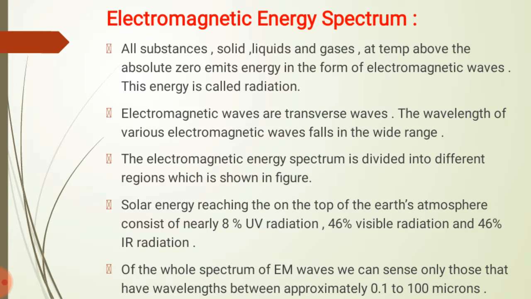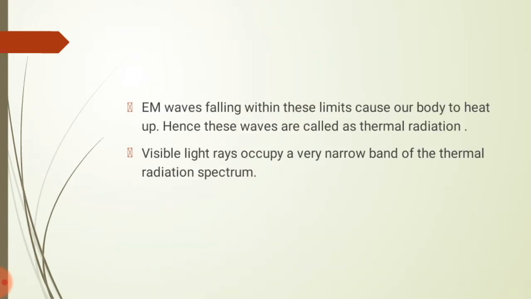We know that 1 micron is equal to 10 to the power minus 6 meter, and the range between 0.1 to 100 microns is the wavelength range of the electromagnetic spectrum which we are able to sense. Next, electromagnetic waves falling within these limits cause our body to heat up, and hence these waves are called thermal radiation. That means the radiation which falls within the wavelength range 0.1 to 100 micron causes our body to heat up. Therefore these waves are called thermal radiation.